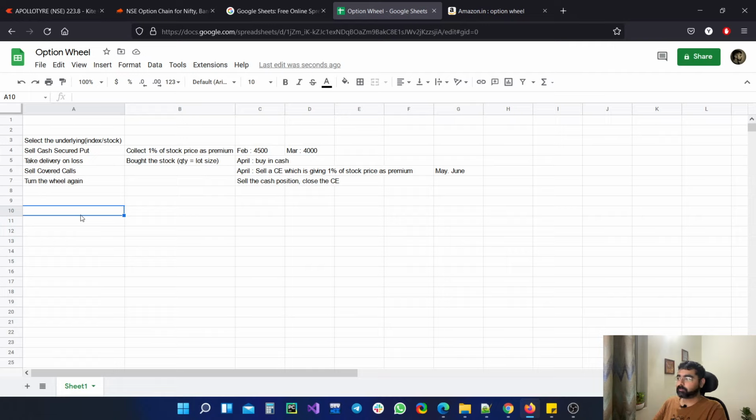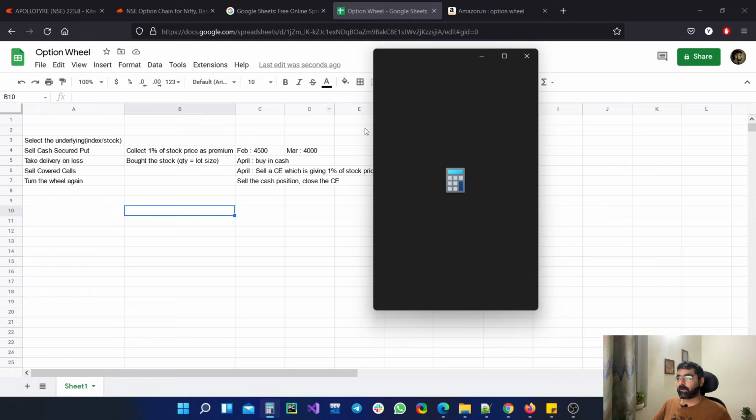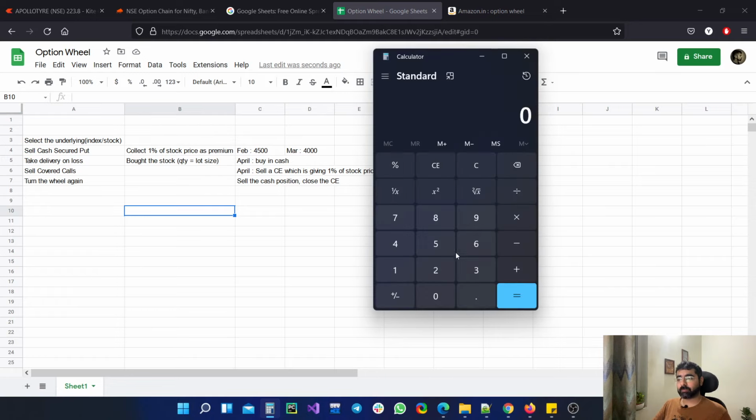Now there are a few things to be kept in mind and be very careful about, because this strategy may sound pretty easy, but it's not so easy. So before that, let us take an estimate of what is the return on investment in this strategy. For the first few expiries where we were selling the cash secured put, we were actually collecting 3 to 4% as the premium. As an example, we were able to collect 4,000 rupees on an 80,000 investment, which was like 5%.